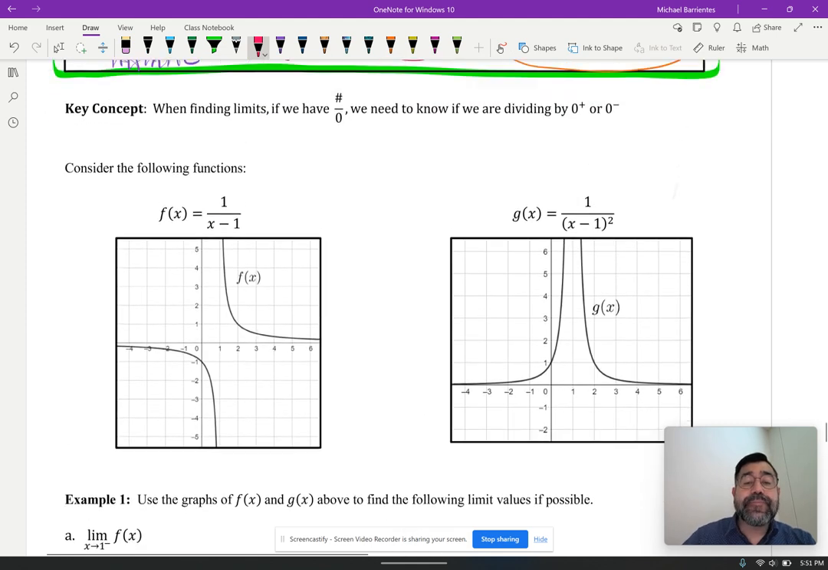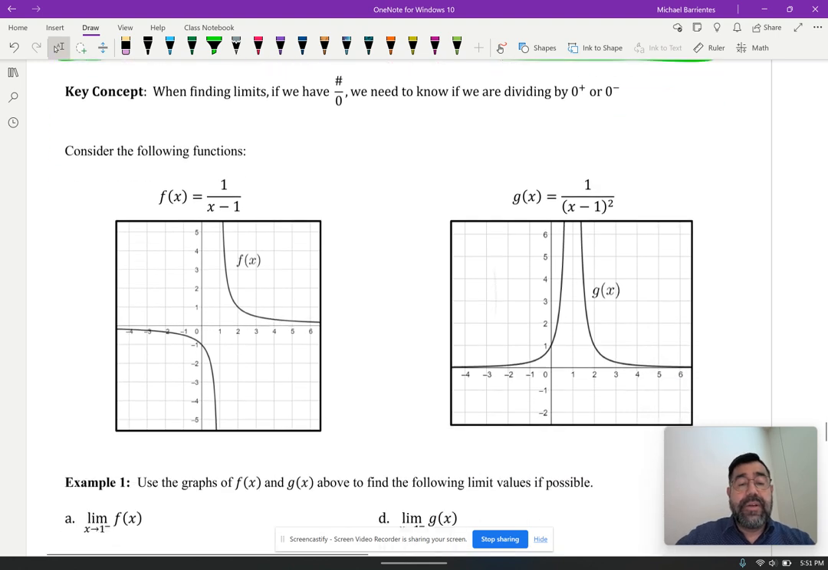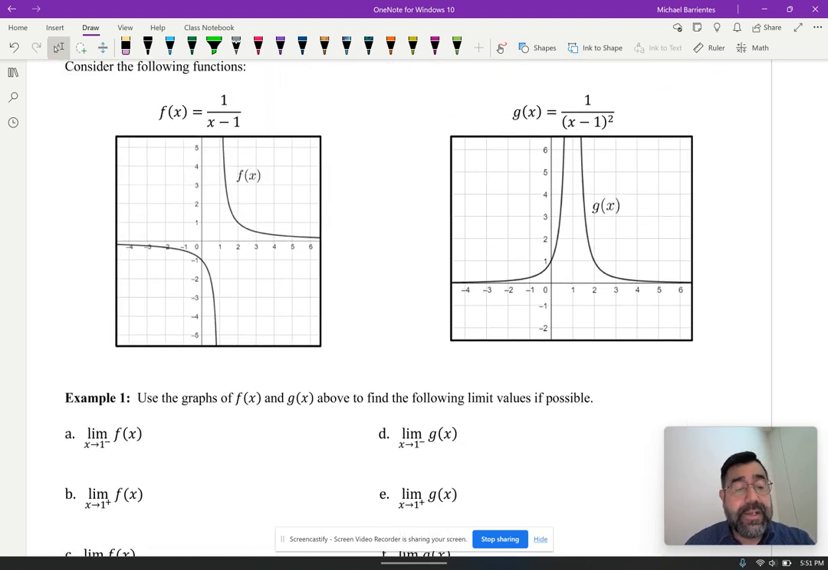So let's go back again. When we have a number over zero, and that happened with number 10, I think, of the previous practice that we did in class, we need to know whether it's going to be positive infinity or negative infinity. So just to recap, I have two functions, an f function and a g function. When I look at letter A here, as x approaches 1 from the left, as I move this way, what is the function doing? Well, the function is going down to negative infinity. So we would say this is negative infinity.